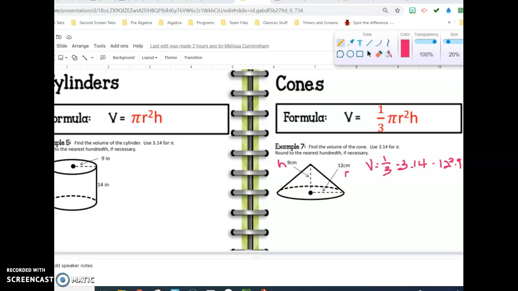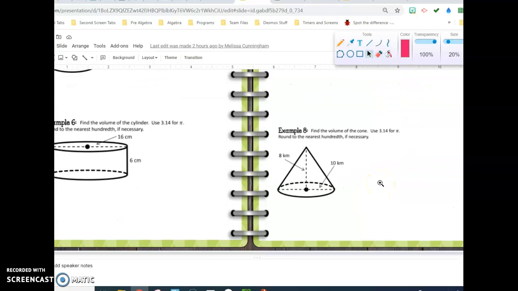So when you come back here, you can write your final answer down. Sorry, I've lost my mouse. There it is. So 1,356.48, and the units are centimeters, so that's centimeters cubed. Okay, so make sure you have that one completed. Then we'll look at example 8, which is another cone.